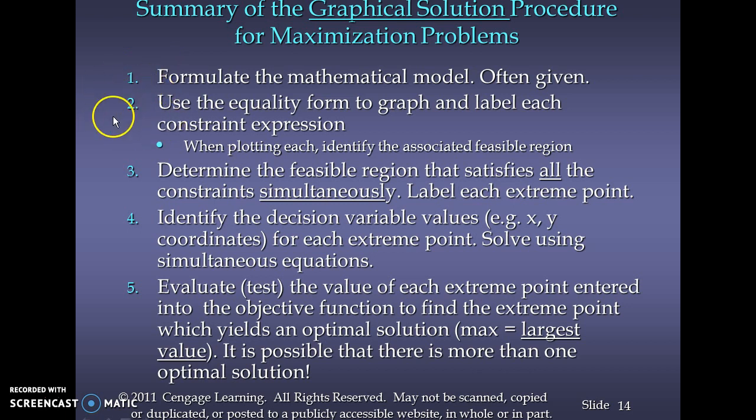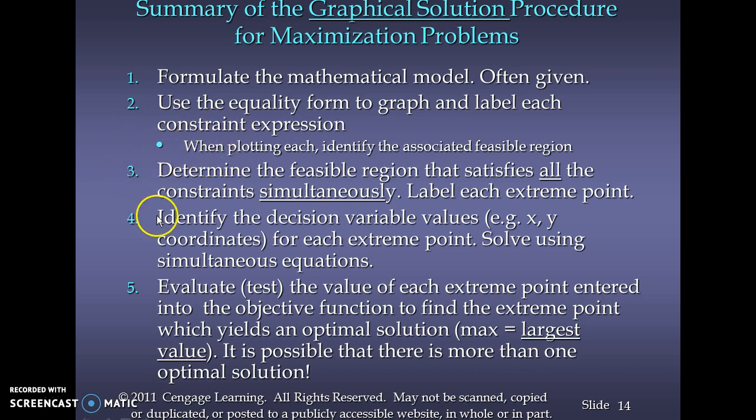Step number 2, we're going to use an equality form to graph each constraint equation. What that means is that every constraint expression will typically be greater than or equal to or less than or equal to. Sometimes they'll be equal to, but we're going to treat them for the purposes of plotting as equal to. And then when we plot each of them, we'll identify the associated feasible region. So you may want to print this page for yourself, write it down, whatever it might be, because these are the steps we're going to follow.